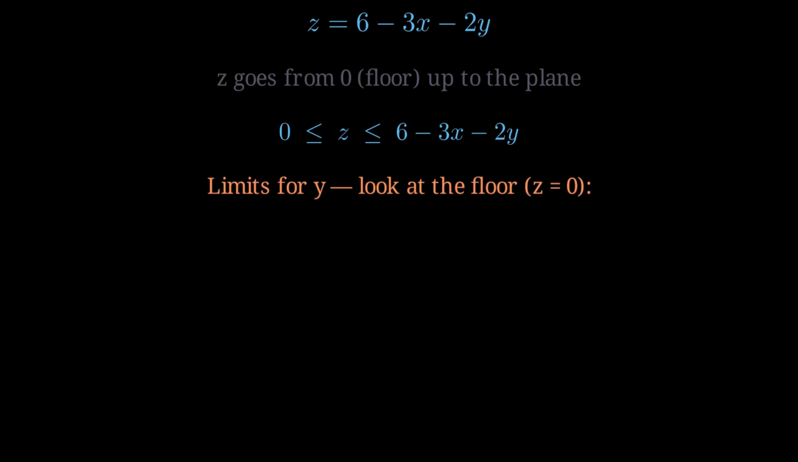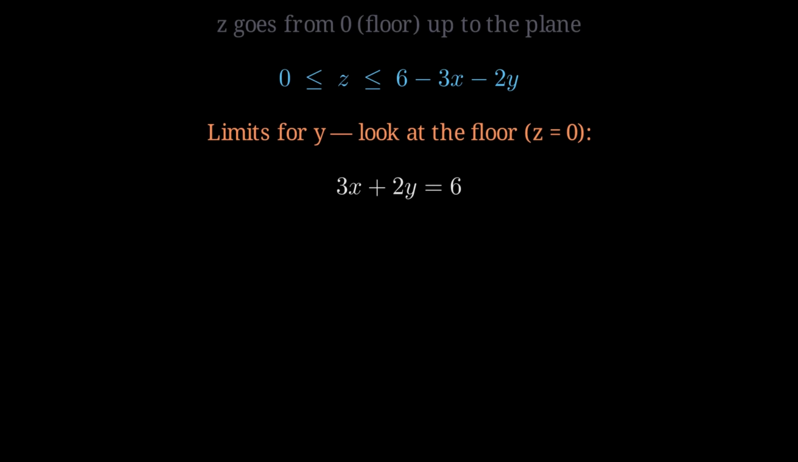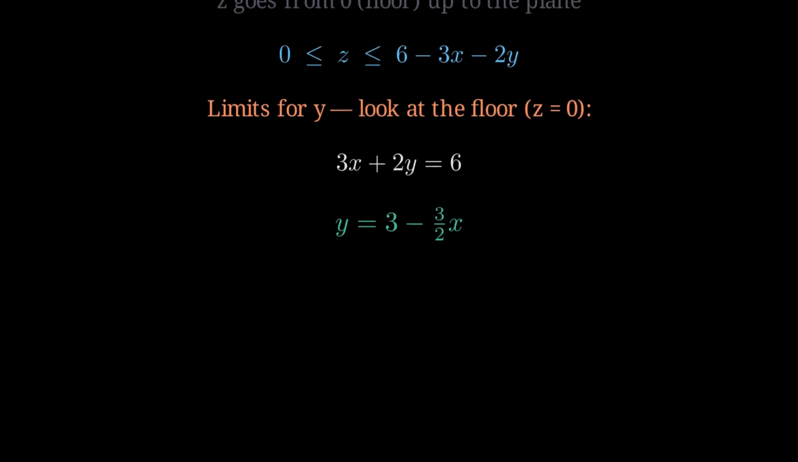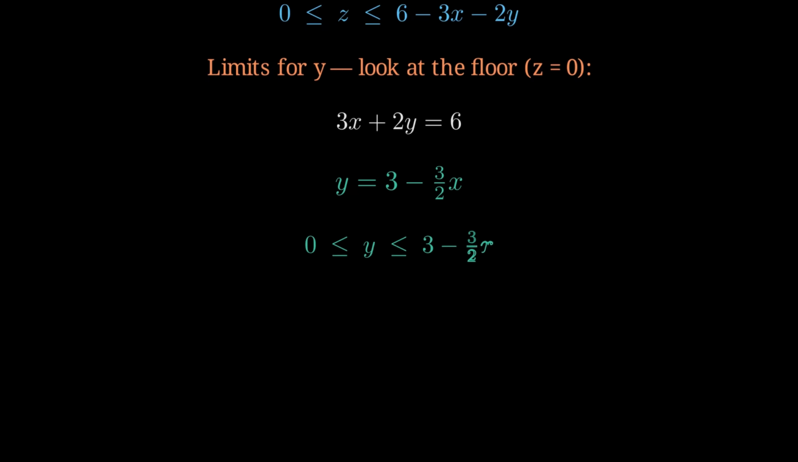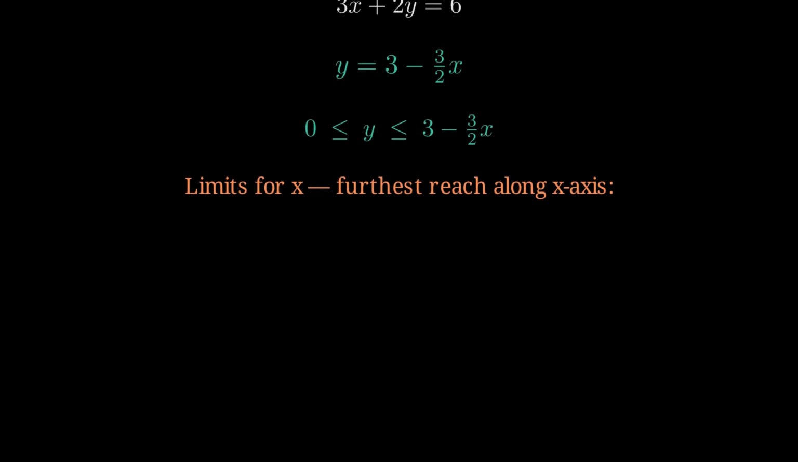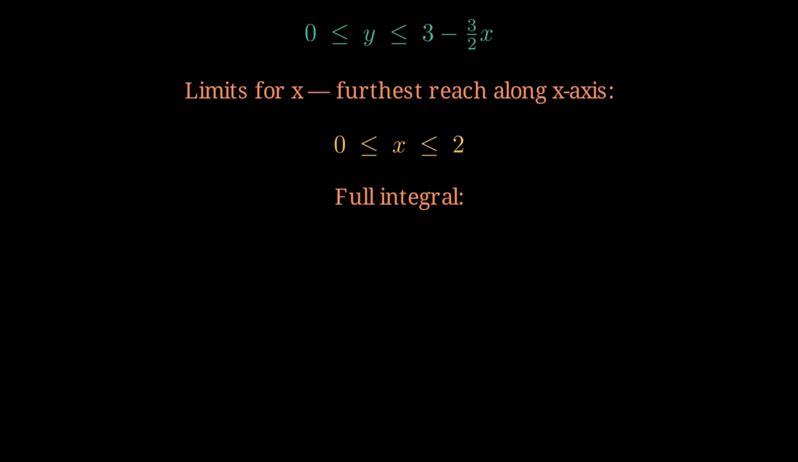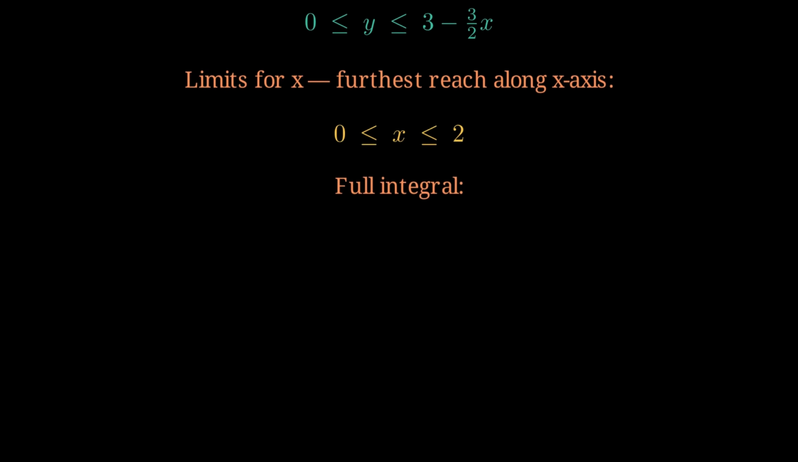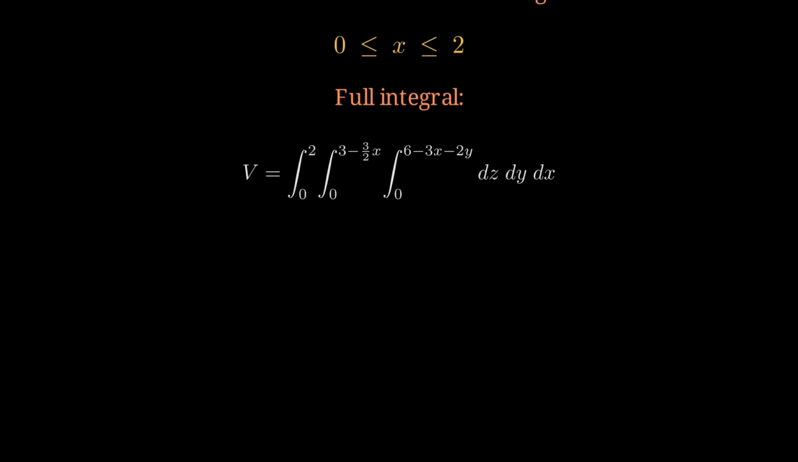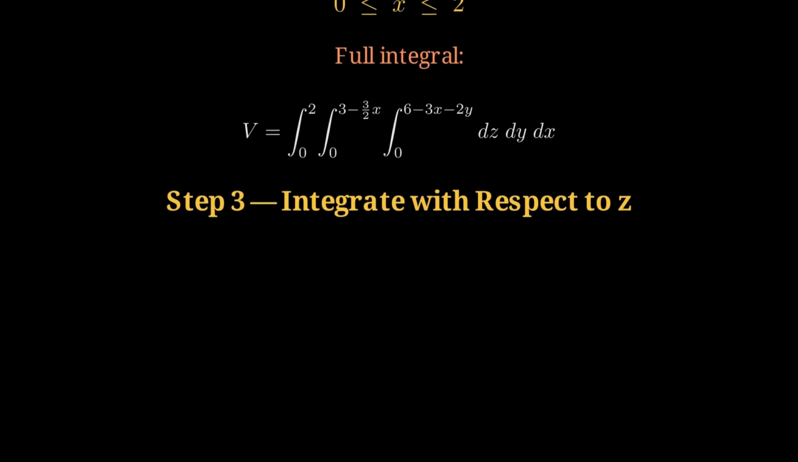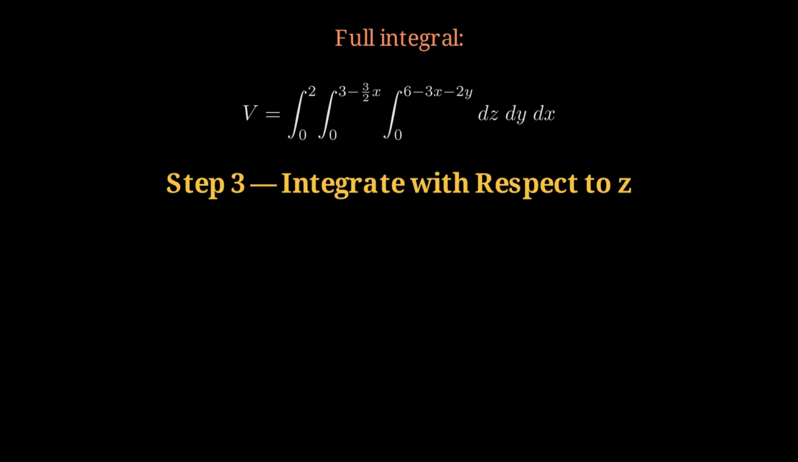For y, we project onto the xy plane. So y goes from 0 to 3 minus 1.5x. This forms the triangular base. For x, it just goes from 0 to 2. That's the full width of the base. Putting it together, this is what our integral looks like: 3 nested integrals. All limits come from the geometry, and now we solve.